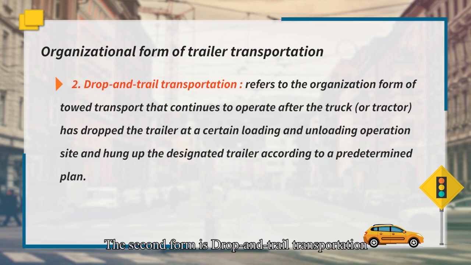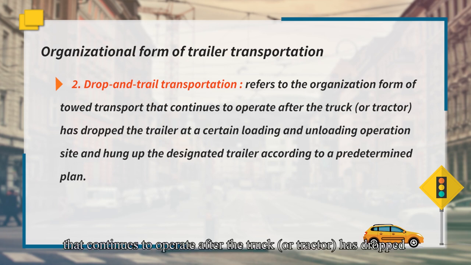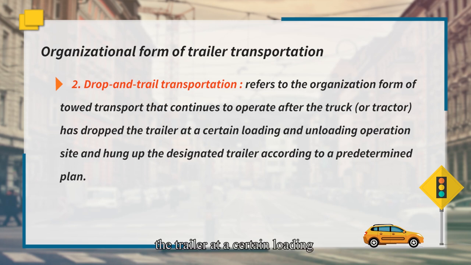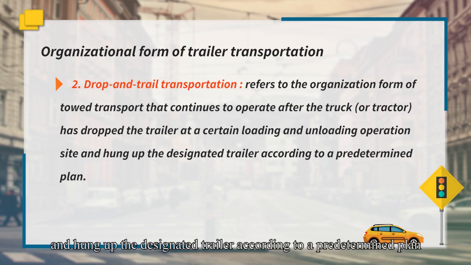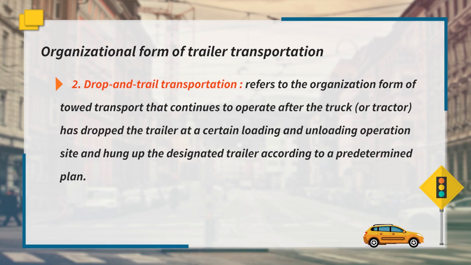The second form is the drop and pull trailer transportation. It refers to the organization form of towed transport that continues to operate after the truck or tractor has dropped the trailer at a certain loading and unloading operation site and hung up a designated trailer according to the predetermined plan.